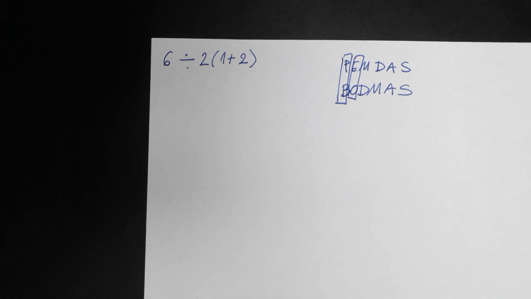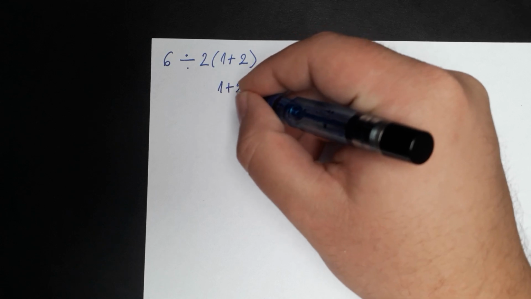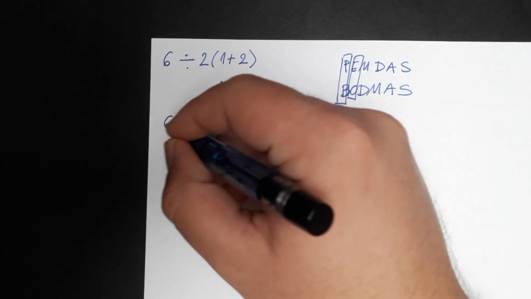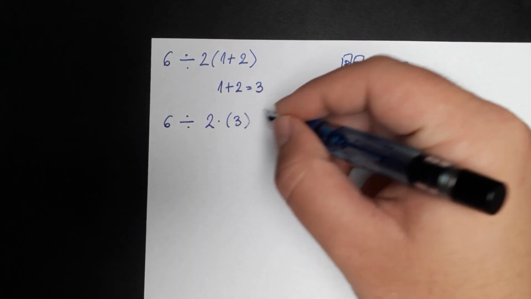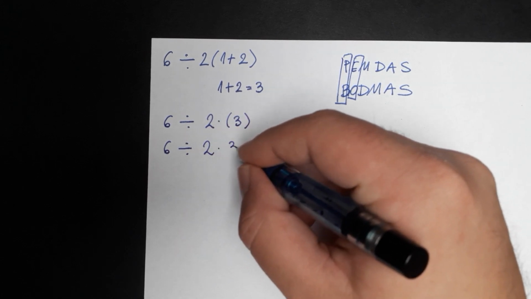So in our problem we see that parentheses appear, so that part has to be dealt with first. We see that in parentheses we have 1 plus 2, which is equal to 3. Then our problem becomes 6 divided by 2 times 3. And we can write this as 6 ÷ 2 × 3.